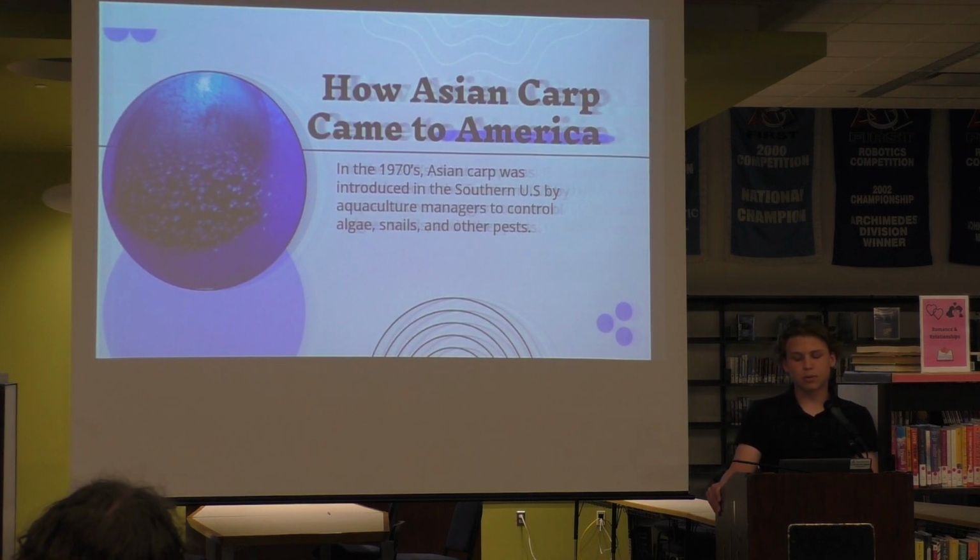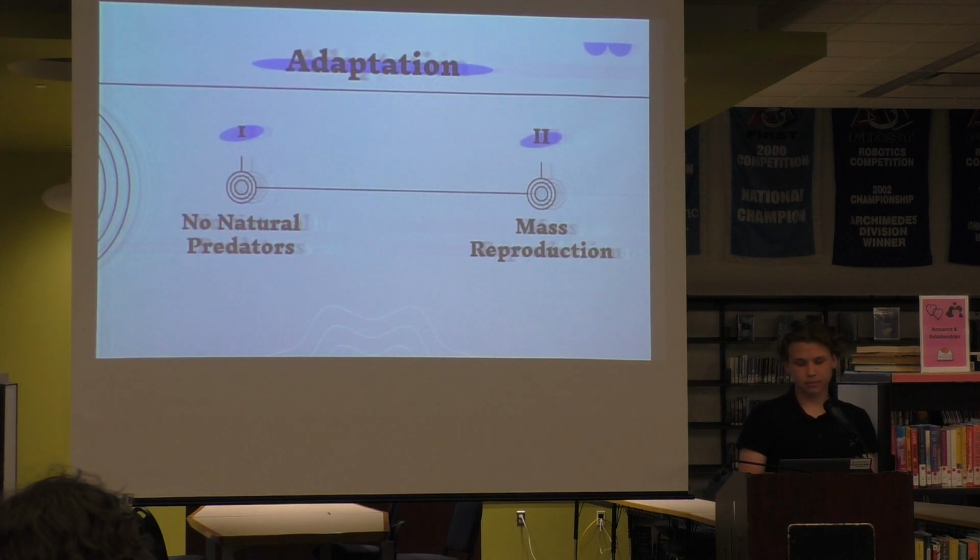So, first, it's important to discuss how they came to America. In the 1970s, Asian carp was introduced into America by aquaculture managers to control algae, snails, and other pests. However, during flooding events in the 1970s, they were released into the Mississippi River and were able to spread throughout the Mississippi River system since then.